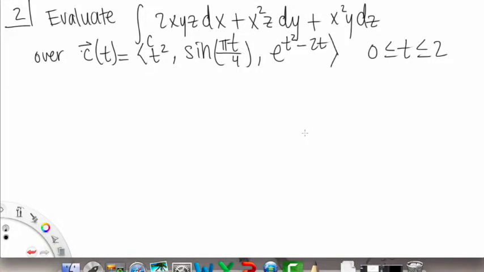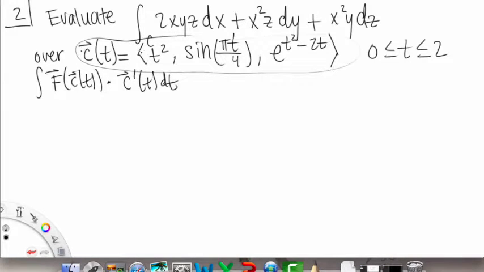Upon first looking at this, doing it the mechanical way, with f of c of t dotted with c prime of t dt in our integral, would be absolutely awful with this c of t. I just want to stress that.